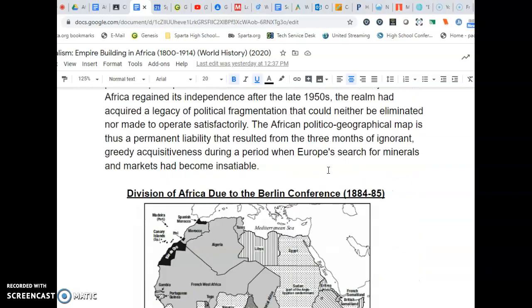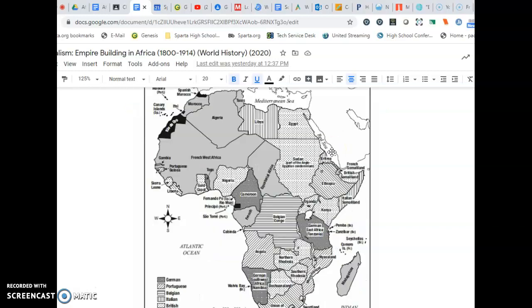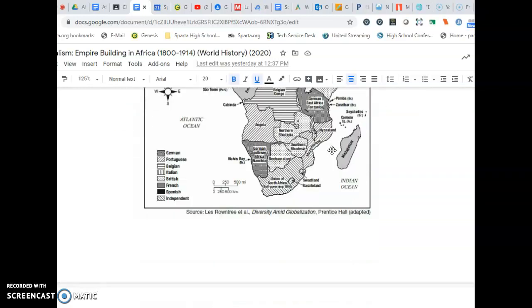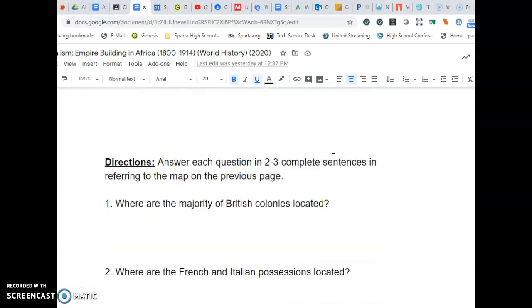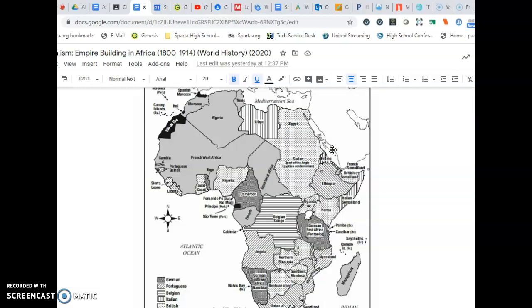You're also going to be looking at a map. The title of the map is The Division of Africa as a Result of the Berlin Conference. And you'll notice that by 1914 or so, by the start of the First World War, there's really 2 areas in Africa that are independent: Liberia on one side and Ethiopia on the other.